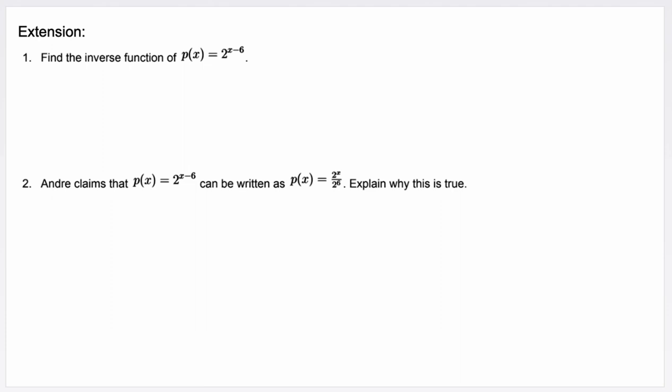Now, for this example, we're going to find the inverse of p of x equals 2 to the x minus 6. So I'm going to go ahead and rewrite it as y equals 2 to the x minus 6. Now I'm going to flip the x and y. I'm going to put the exponential on the left.